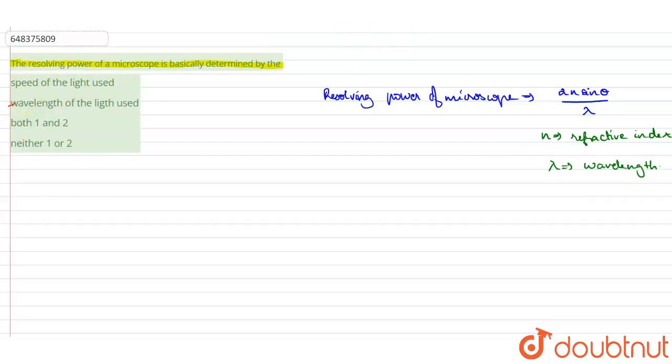Then the speed of light used. Now we know the refractive index. The refractive index actually depends on the speed of light. See, it depends on the speed of light. We have studied all the basics. Hence, the speed of light used is also there. So both these factors determine it. Hence, the option is both 1 and 2.